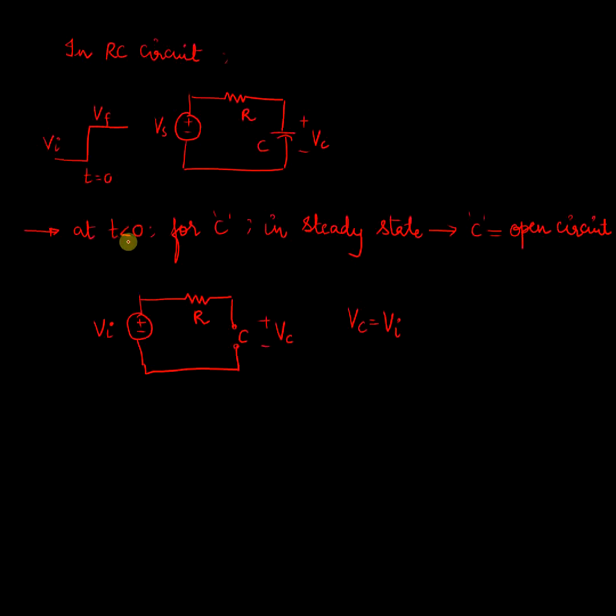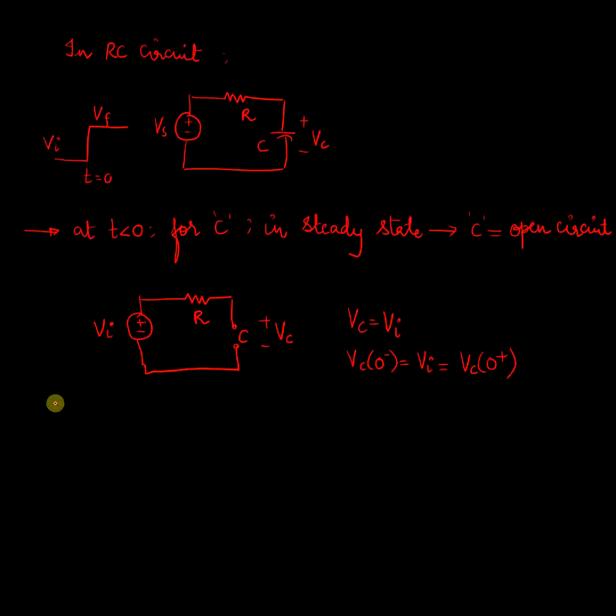Since I'm analyzing at t less than 0, I can consider Vc of 0 minus to be equal to Vi, and we know that in a capacitor the voltage does not change immediately. So the voltage across the capacitor at Vc of 0 minus is equivalent to that of Vc of 0 plus.